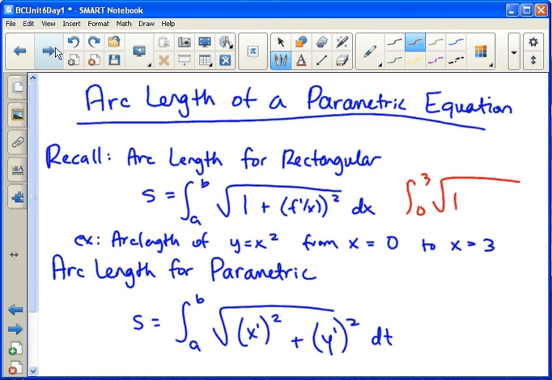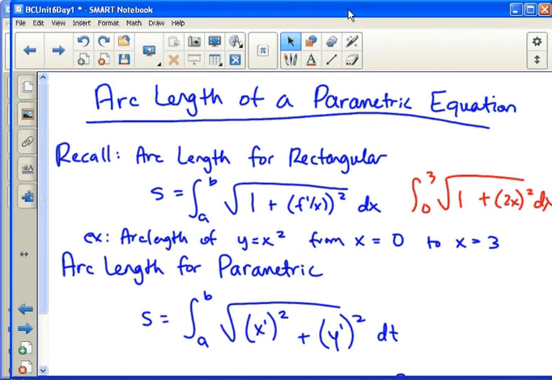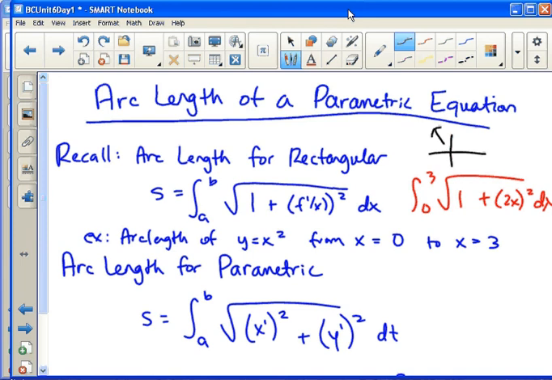That would tell us the length of the parabola x squared from x equals 0 to x equals 3. So if we were graphing it, there's x squared, the parabola, we would be finding the length from 0 to 3.